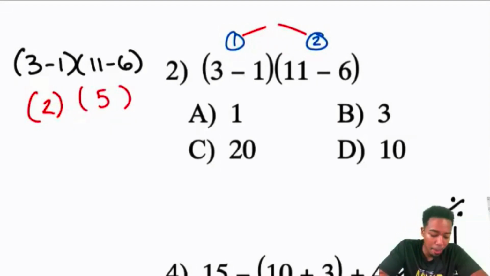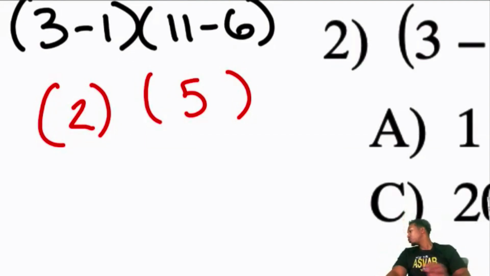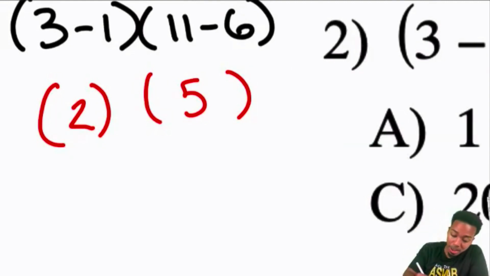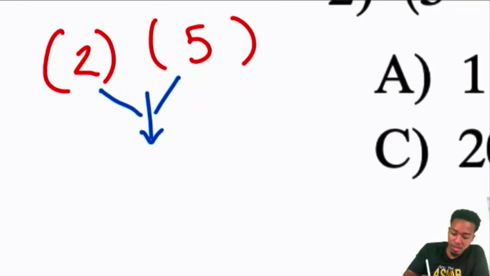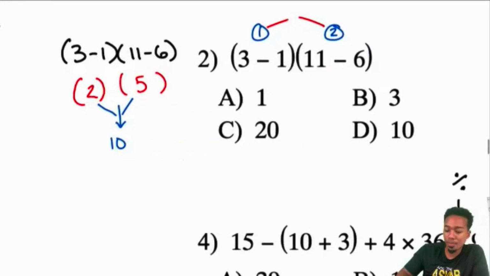I don't see an operation happening between those two parentheses. What operation is it going to be? It's going to be multiplication. Exactly. If you don't see an operation happening between parentheses, it's going to be multiplication. And so with that said, we will multiply. 2 multiplied by 5 gives us 10. It gives us 10 right there.